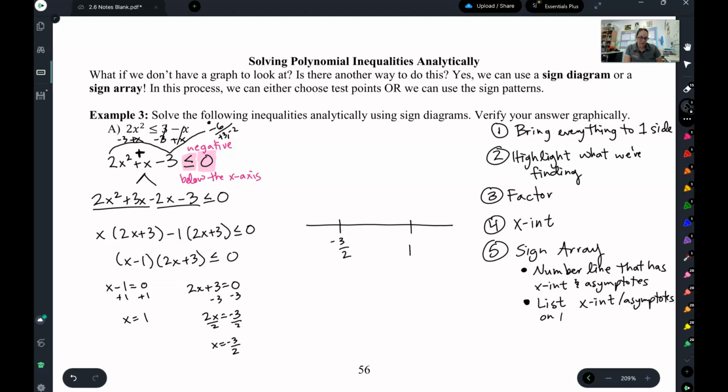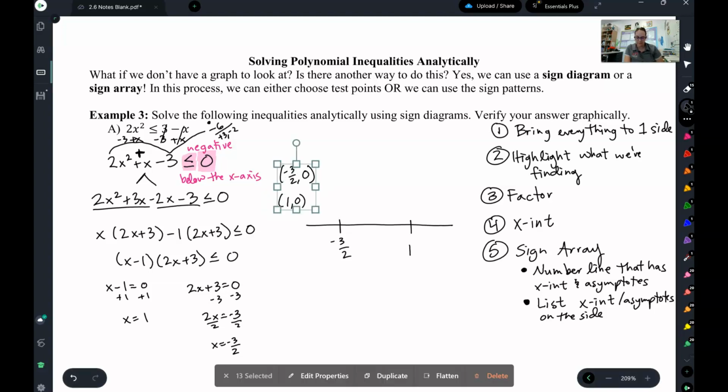Next step on our sign array, you're going to list the x-intercepts and the asymptotes on the side. So I'm going to take these x-intercepts and list them on the side. Now, we know from our homework, we always write x-intercepts as a coordinate point. Always. So negative 3/2 becomes negative 3/2 comma 0, and 1 becomes 1 comma 0. Those are my x-intercepts.